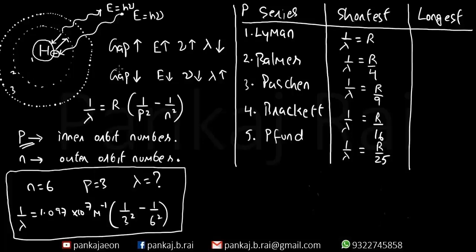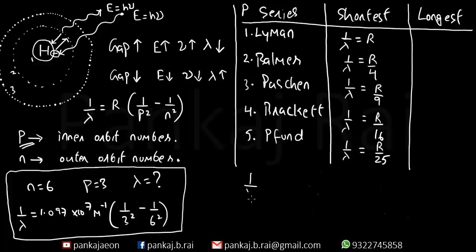So, if the gap is smallest, let's say the electron is coming from second to first, it will be called the Lyman series because it is coming to first. Since there is only a single transition from orbit second to first, which is smallest, 3 to 1 will be higher, 4 to 1 will be higher. For Lyman we have to have the inner orbit as 1, so the shortest gap would be 2 to 1 for Lyman.